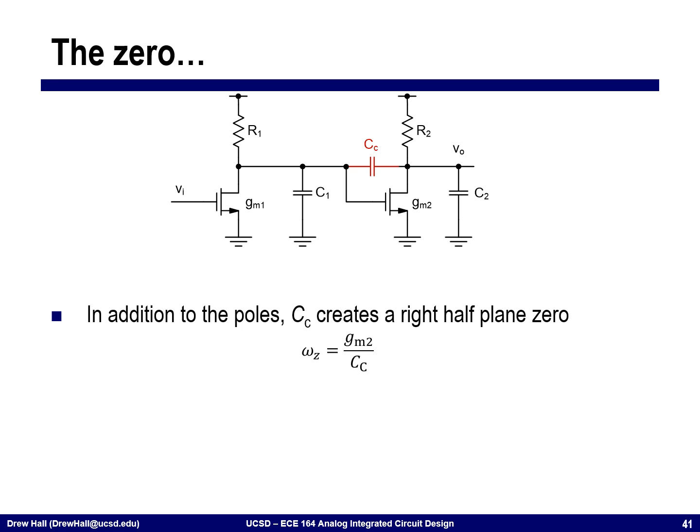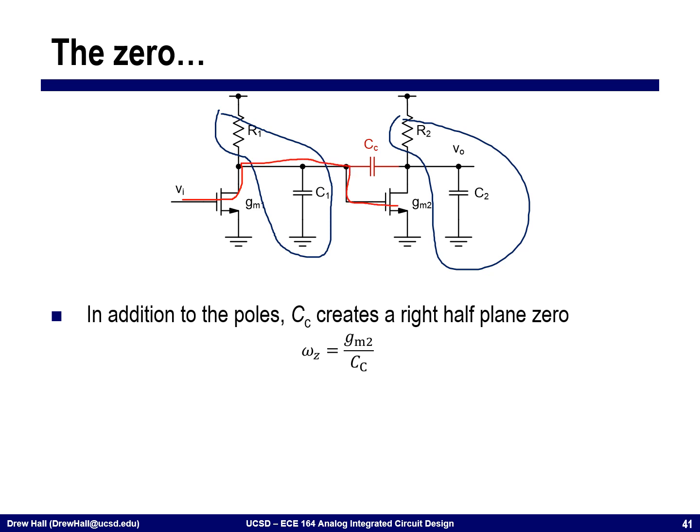In addition to the two poles that I have, from this and this, I also have a zero. And the zero is because the signal can either come in here and then go back down and back out in its conventional path, or in the case of this CC, signal can come in and race forward to the output. And so this gives us a zero.